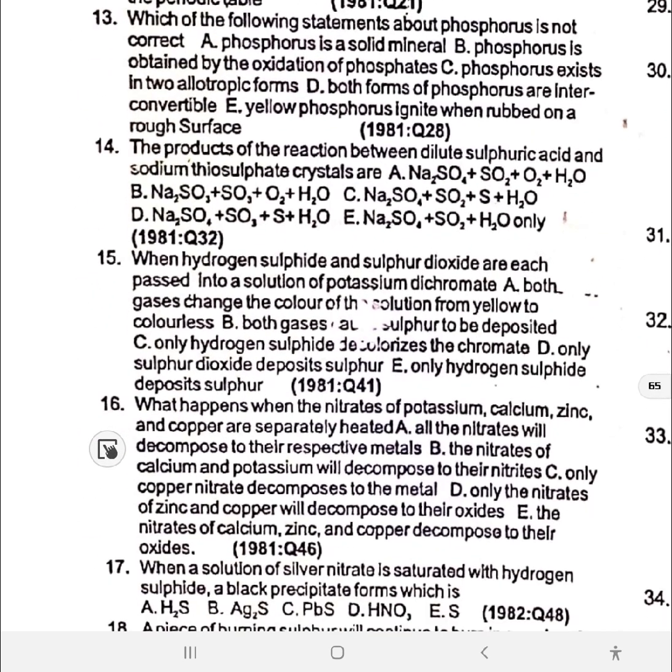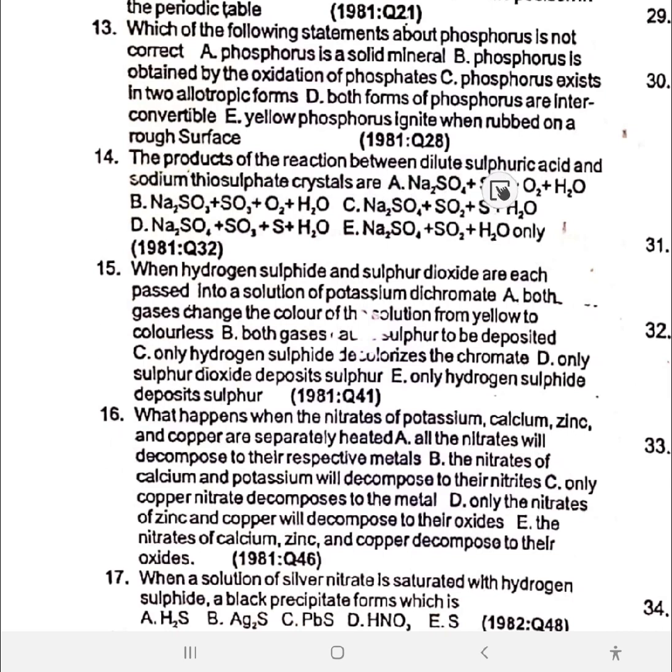So option B. 14. The product of the reaction between dilute sulfuric acid, H2SO4, and sodium thiosulfate crystals is. I want us to write this chemical equation down. This one you need to know the chemical equation to pick the answer. H2SO4 plus Na2S2O3 equals Na2SO4 plus H2O plus SO2 plus S. Next line, Na2S2O3 is sodium thiosulfate.